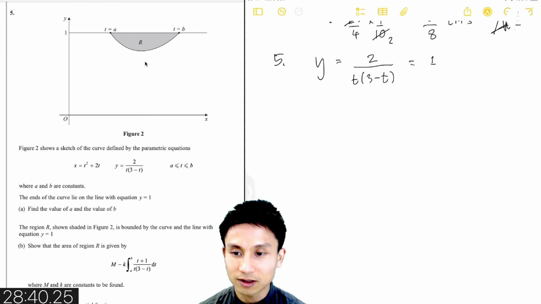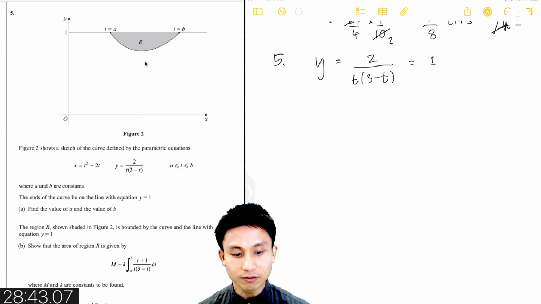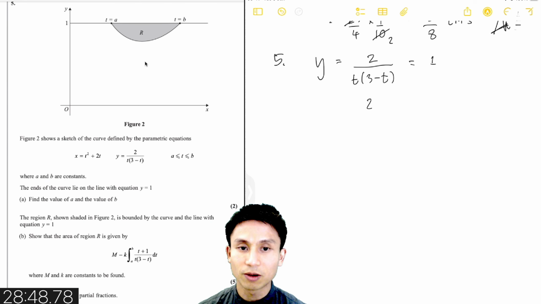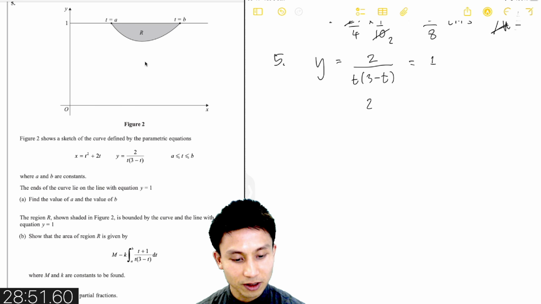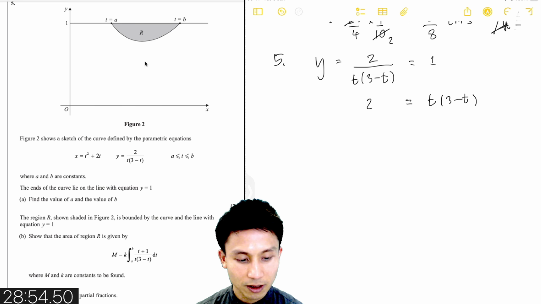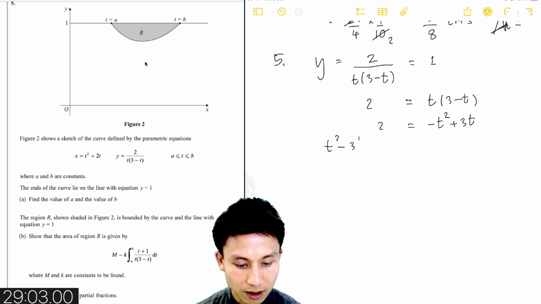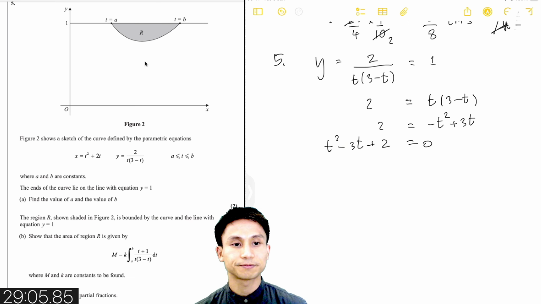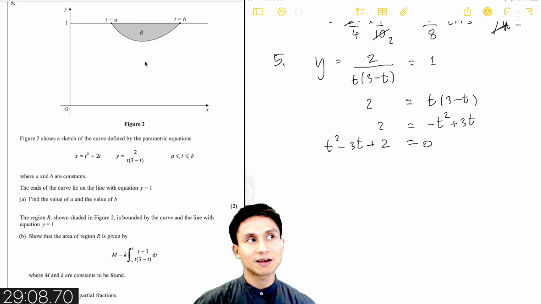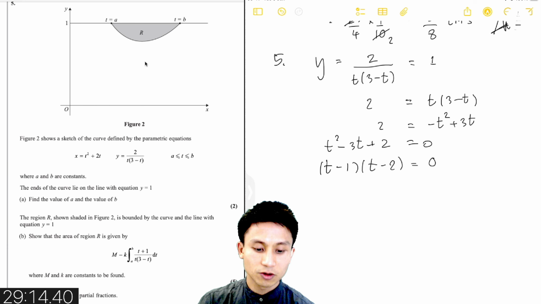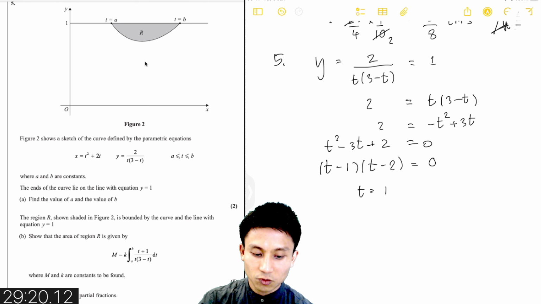So we're going to put that to 1 according to that top line there. Let's solve that. If I move the whole denominator, t times (3 minus t), to the other side, and multiply them out, I get minus t squared plus 3t. Bring them to the same side, I get this. See if I can factorize. Yes, I think I can. So (t minus 1)(t minus 2), so t is equal to 1 or 2.